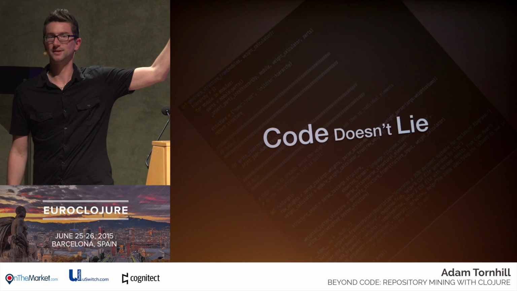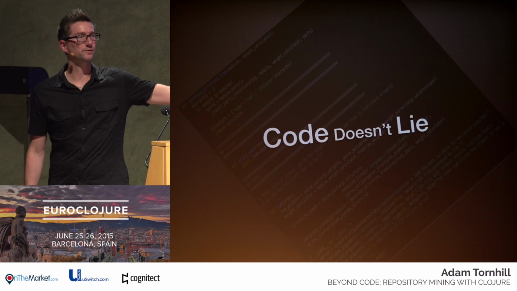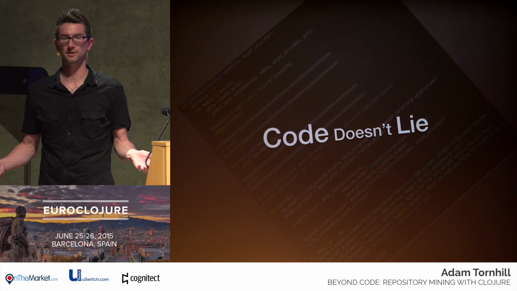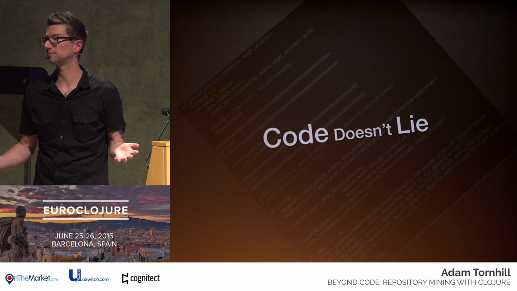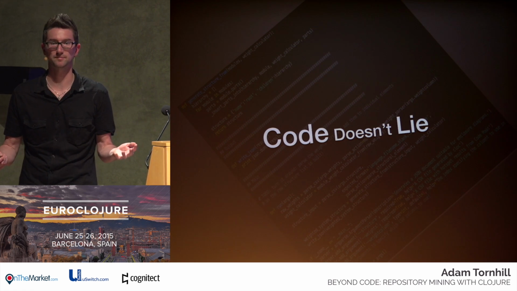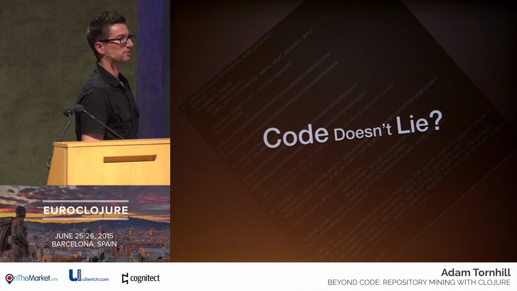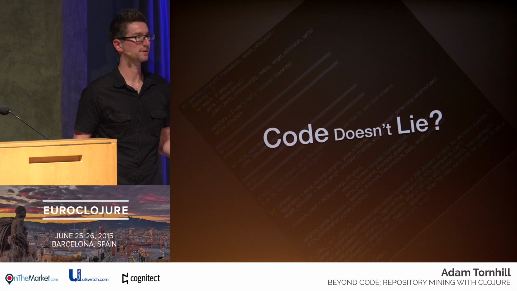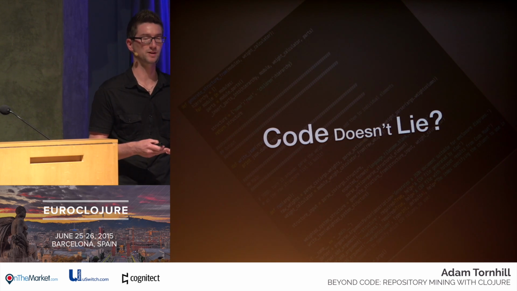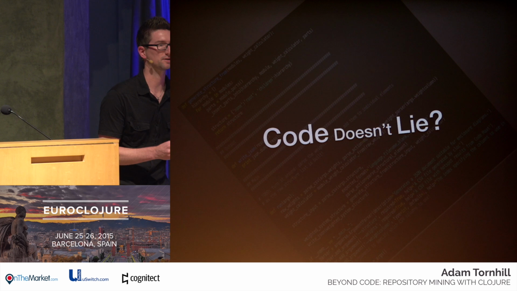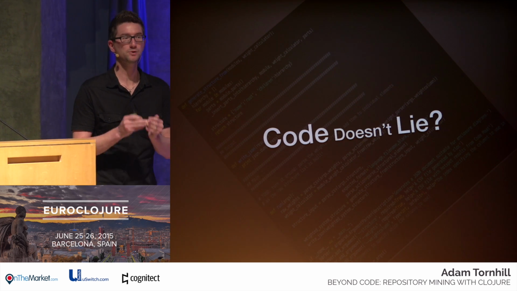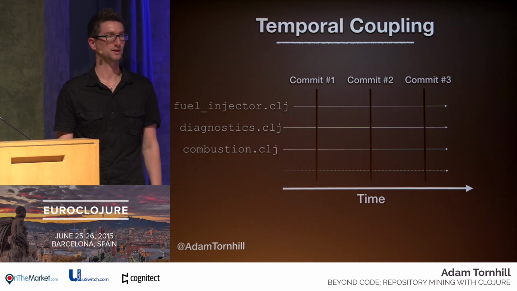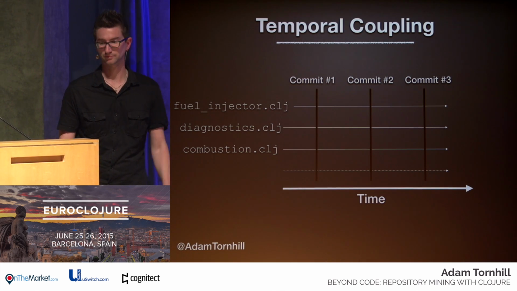Code doesn't lie. If we want to understand how something really works, we have to look into the code. The truth is there, and it's described in very precise technical details. So, code doesn't lie, but it doesn't tell the whole truth either. And if we limit ourselves to what's visible in the code, we miss a lot of valuable information. And I want to show you one example on that. This is an analysis called Temporal Coupling, and that's something that you cannot measure from code alone.